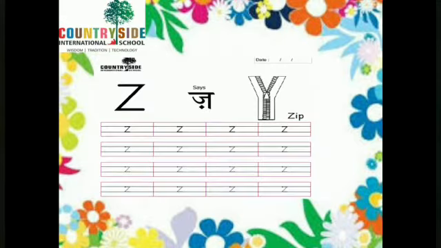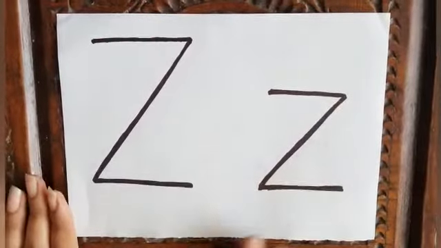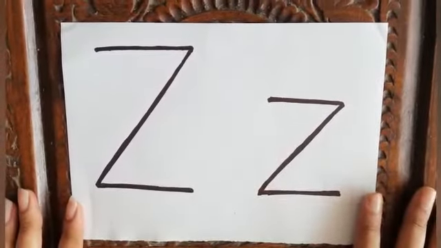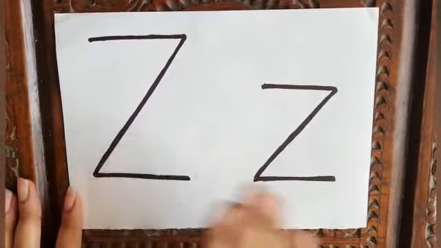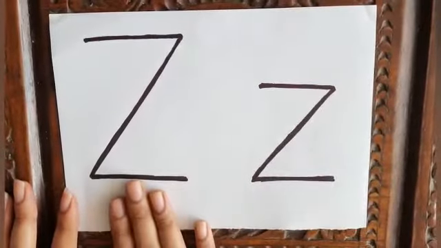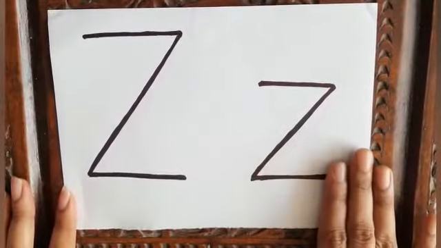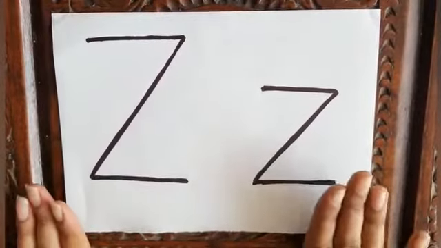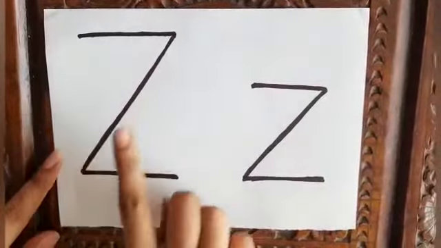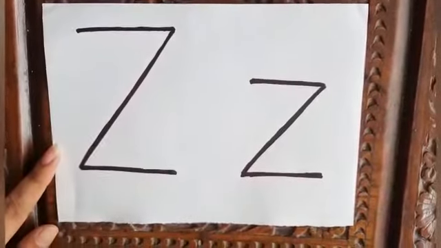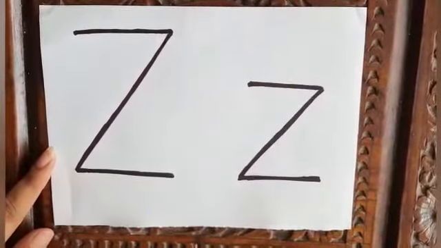Take out your My Alphabet Friends book, and before writing, we will be doing one pre-writing activity. So children, in this I have taken one paper and I have written capital letter Z and small letter Z, mama letter Z and baby letter Z. Z says Z, Z. Now we just have to run our fingers on this pattern of Z and see how we can write Z.